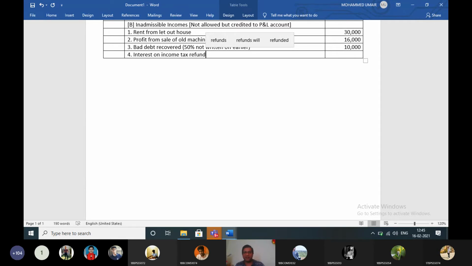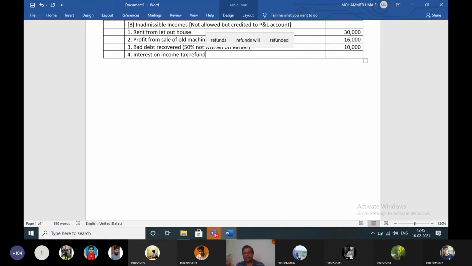This is not earned by buying and selling goods, and nowhere is it related to sales, nor is it an activity related to sales. So this interest on income tax refund has nothing to do with sales and activities related to sales. Further, this is a direct tax. When you pay direct tax, it is inadmissible. So when you're receiving a refund, also it is inadmissible.